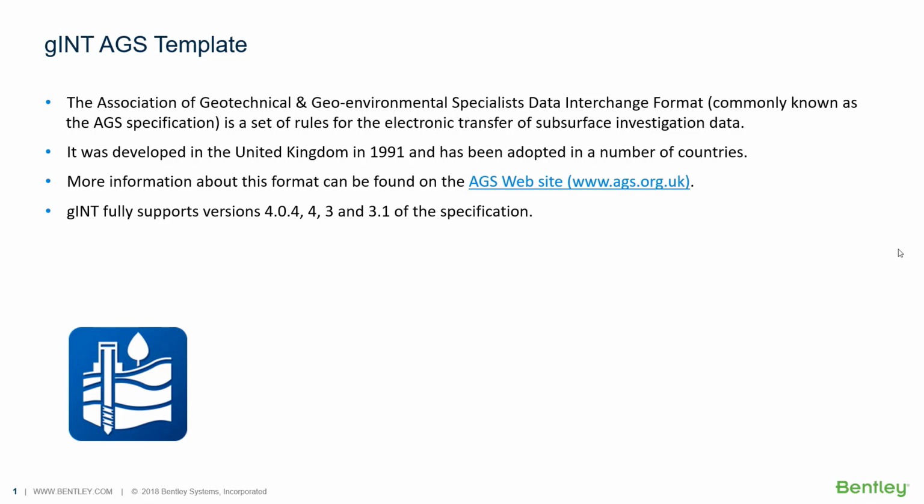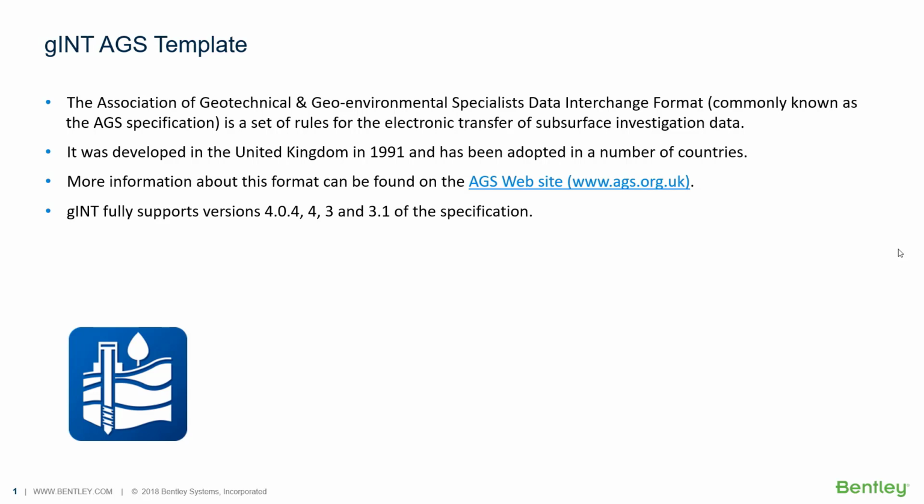The Association of Geotechnical and Geoenvironmental Specialists data interchange format is commonly known as the AGS specification. It is basically a set of rules for the electronic transfer of subsurface investigation data. It was developed in the United Kingdom in 1991 and has been adopted in a number of countries. So most of your clients might be asking for files in AGS format. More information about the AGS formats can be found on the AGS website.